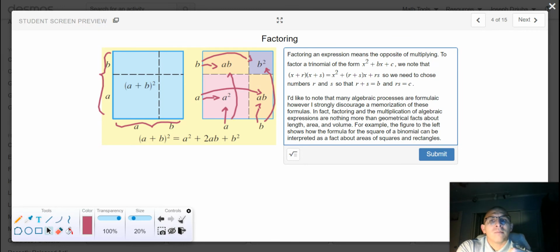But if multiplication is not your strong suit, that's okay. We have a nice little formulaic path, but there is no, I would say, shortcut to this. However, I'd like to note that many algebraic processes are formulaic, and I strongly discourage memorization of those formulas. Factoring and the multiplication of algebraic expressions are nothing more than geometrical facts about length, area, and volume, as we see here. The figure to the left shows how the formula for the square of a binomial can be interpreted as a fact about areas of squares and rectangles.